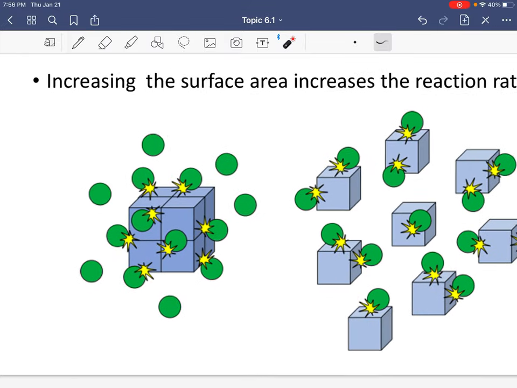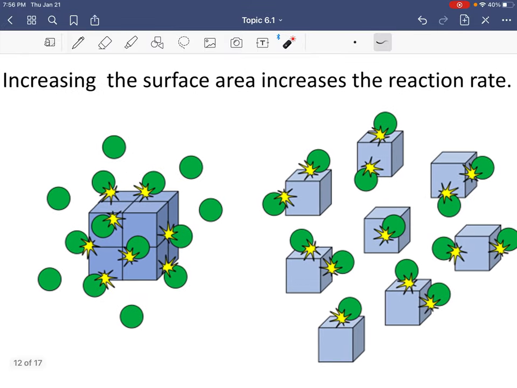Take a look at this little cartoon right here. Drawing. Why did I say cartoon? You have this bricky thing, and it wants to react with these ball things. If you look at how much of this surface area can attach to these balls, it's pretty limited. However, if you were to cut this cube into 8, like you see right here, each one of these can now hold like 2.